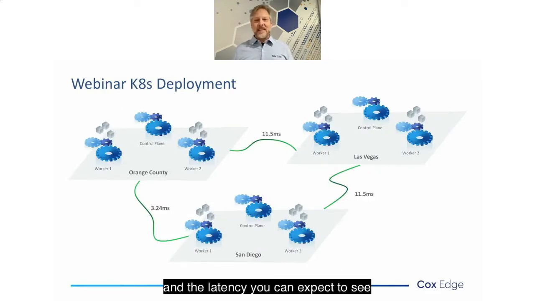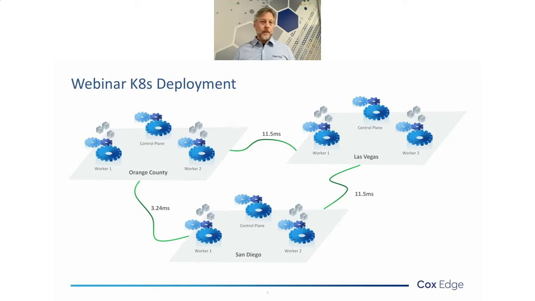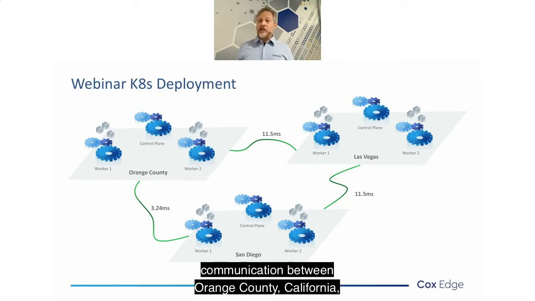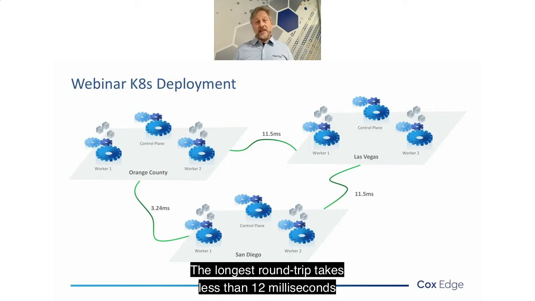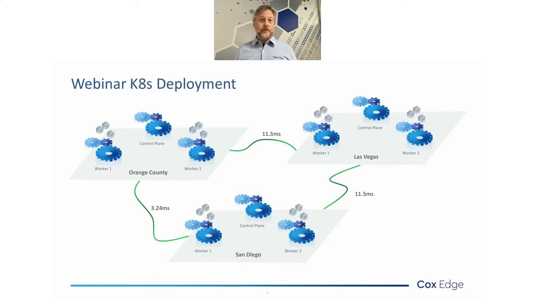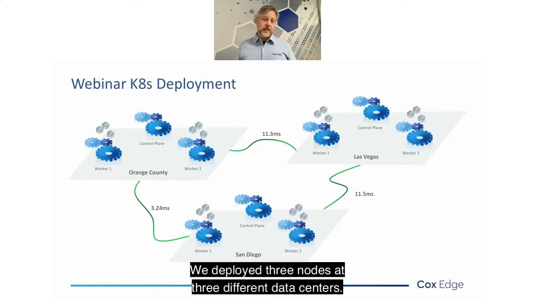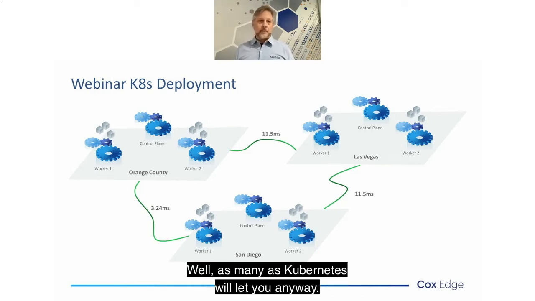Let's look at this cluster setup and the latency you can expect to see with your own deployments. These nodes are hosted in different data centers along the Cox backbone. In this chart, you can see the data center to data center communication between Orange County, California, Las Vegas, and San Diego. The longest round trip takes less than 12 milliseconds because these metro areas are connected over our high-speed fiber backbone. We deployed 3 nodes at 3 different data centers. One node is hosting the control plane running etcd. The other 2 are standard worker nodes. You can have any number of worker ingress nodes in your setup. Well, as many as Kubernetes will let you anyway.